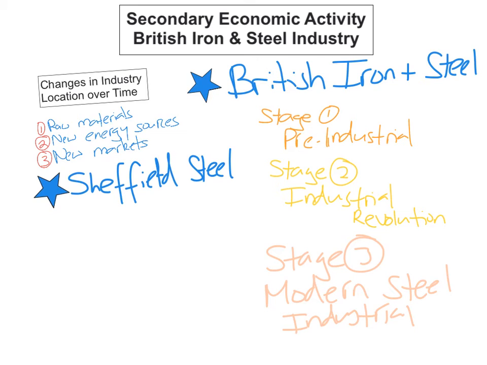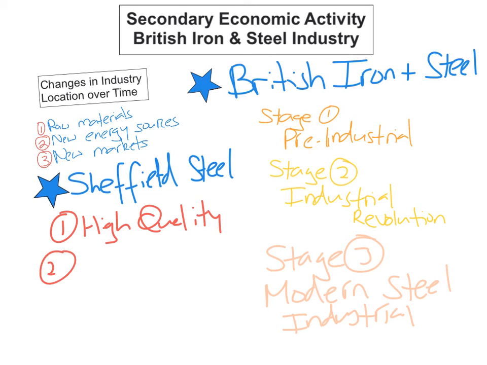Now, a good example students often use to compare, an exception to this change in industry over time, is the Sheffield steel industry. They remained inland in the same location, and there's a few reasons for this. The first one is because it specialised in high quality products such as cutlery and surgical instruments. So high quality.